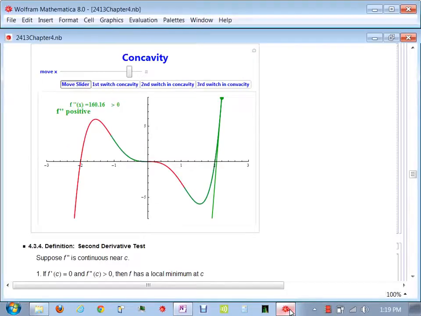Back to my picture. This red part looks like a frown. Now, it's not the whole frown, right? It's just part of it. But this right here is where the frown becomes part of a smiley face. And then the smiley face becomes part of a frown. And then the frown becomes part of a smiley face.